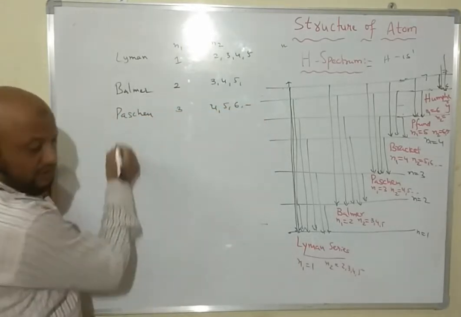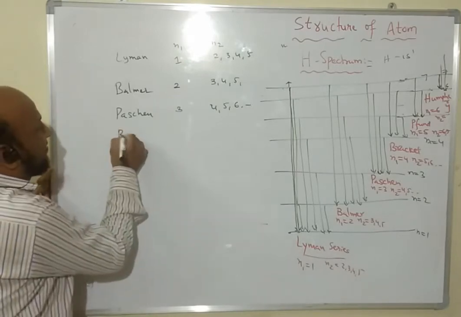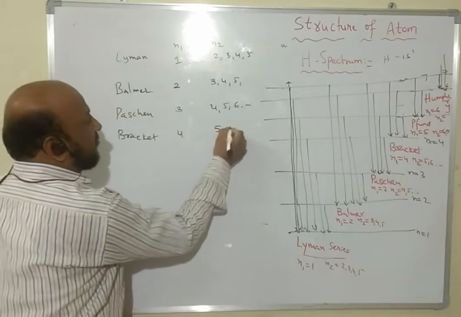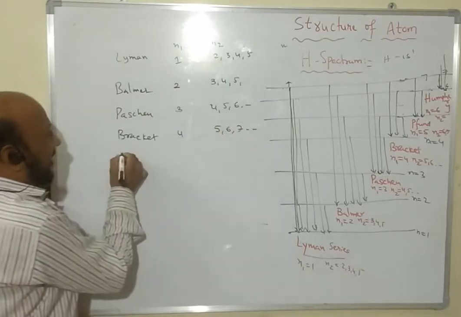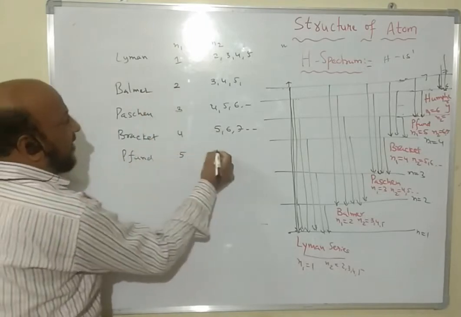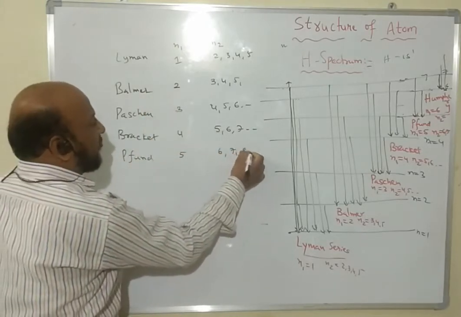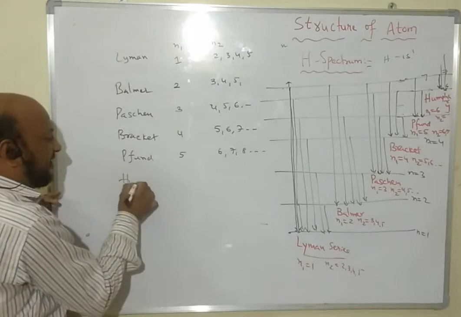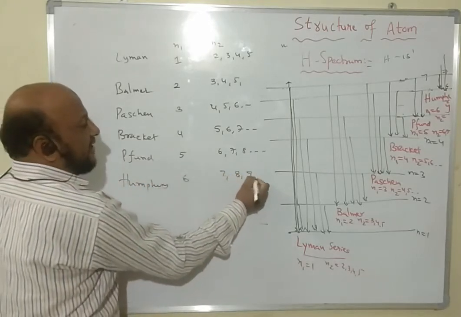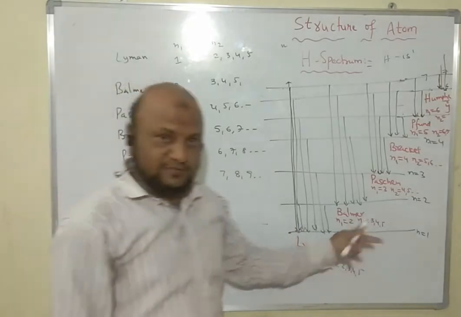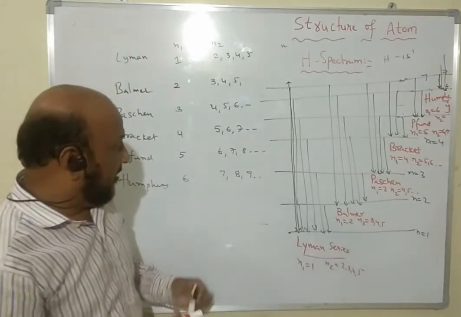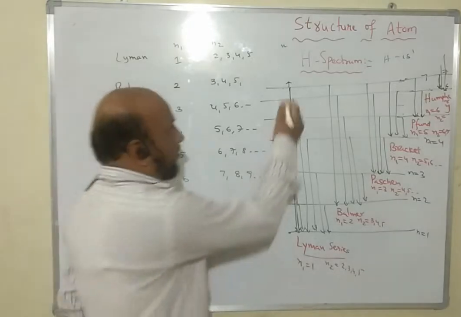And in Brackett series, N1 is equal to 4 and N2 is equal to 5, 6, 7 and so on. And in Pfund series we are writing N1 is always 5 and N2 is equal to 6, 7, 8 and so on. And in Humphreys series N1 is equal to 6 and N2 is equal to 7, 8, 9. And in this, a small variation also we have explained.